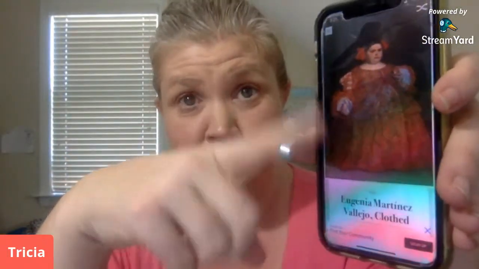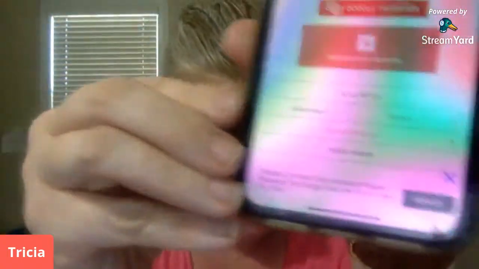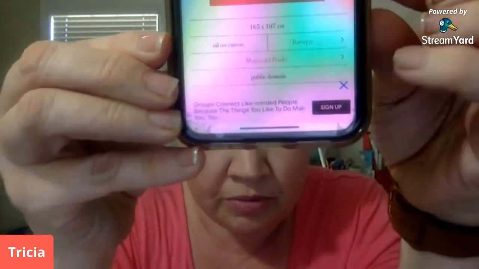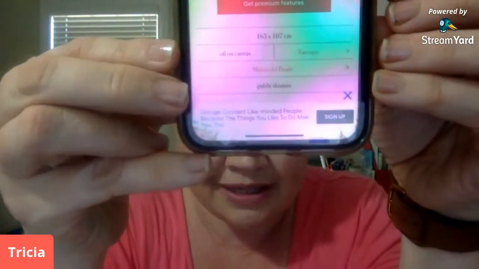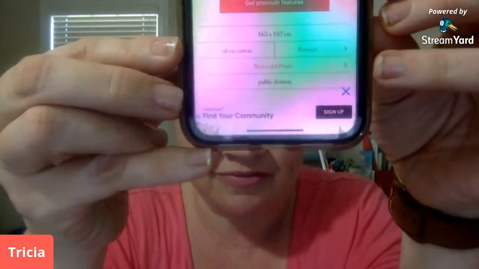You get a picture of the art. They give you the title, who it's by, a couple paragraphs about it, and then at the bottom, it gives you the medium, what the style is, and where you can find it, like in what museum. And that's all it is.